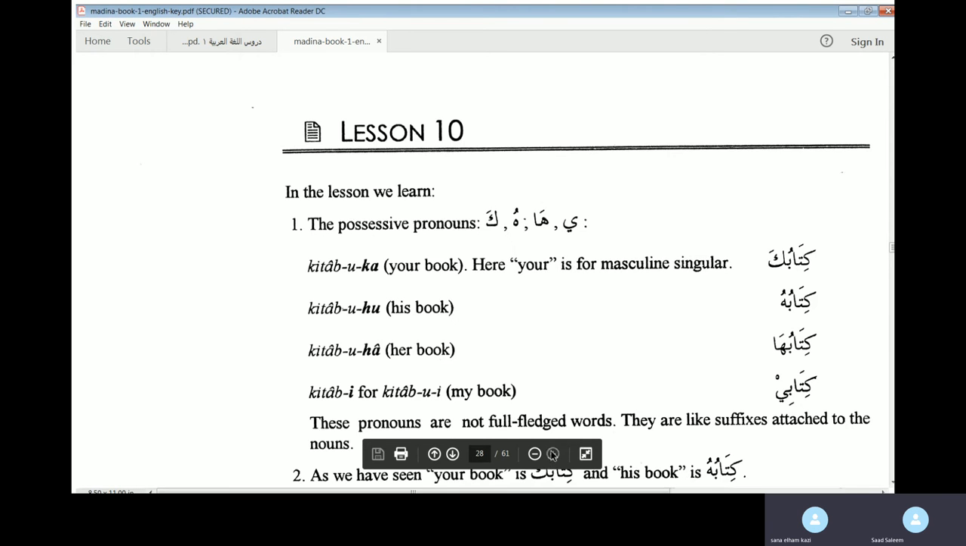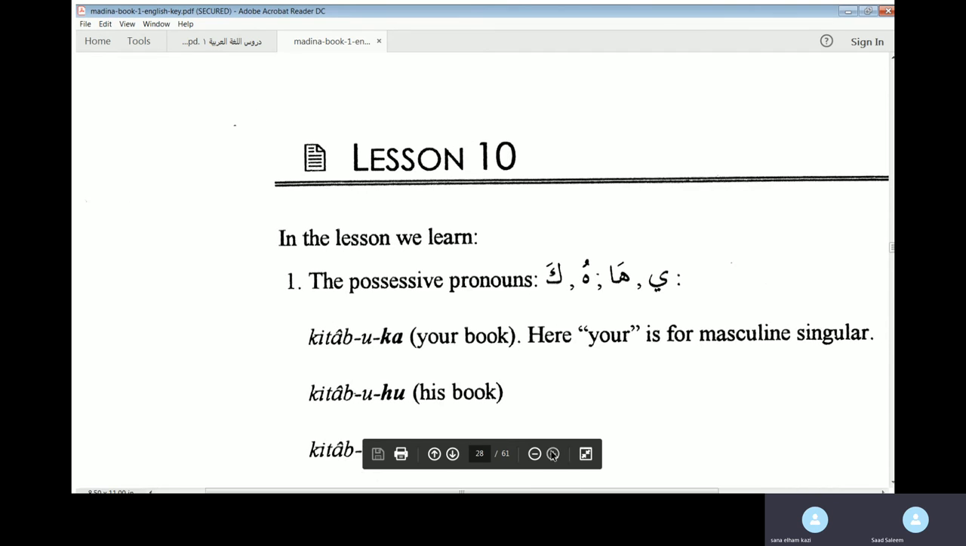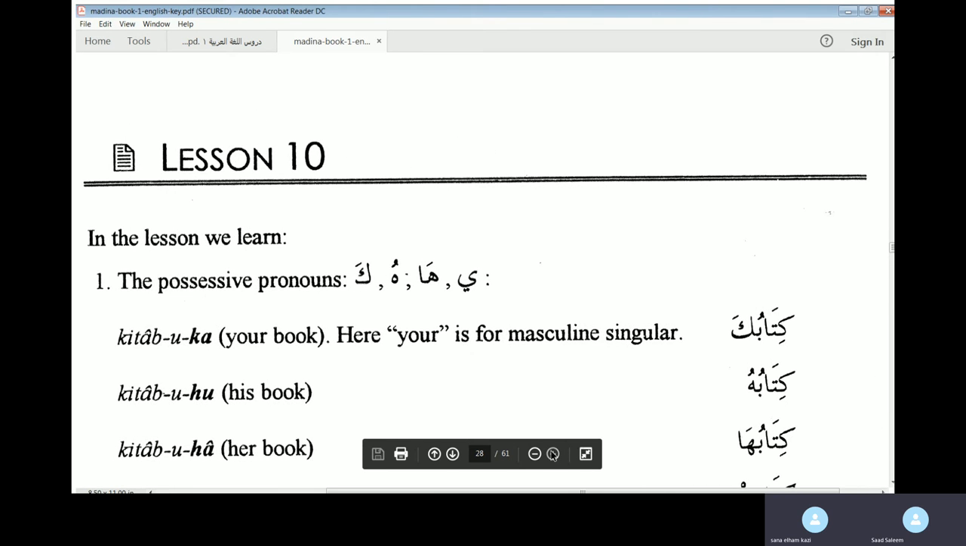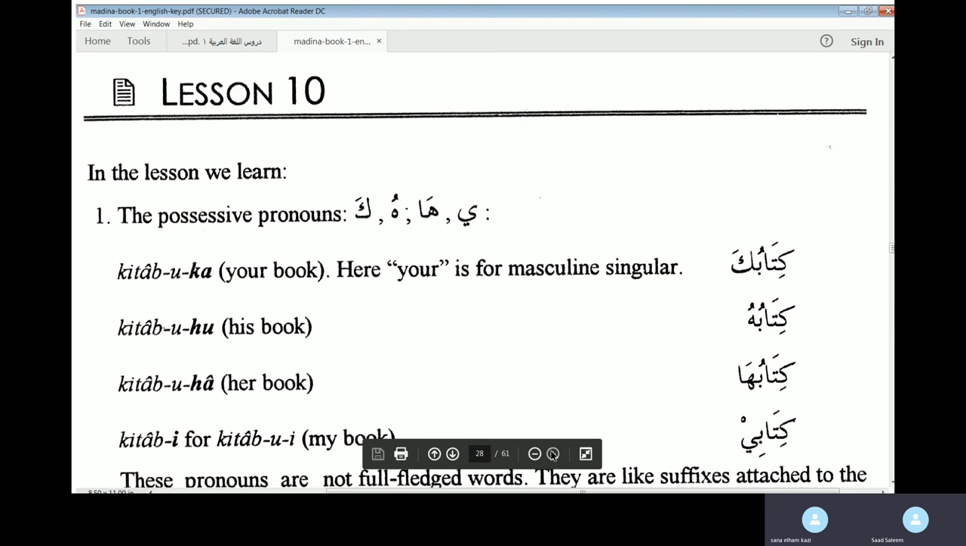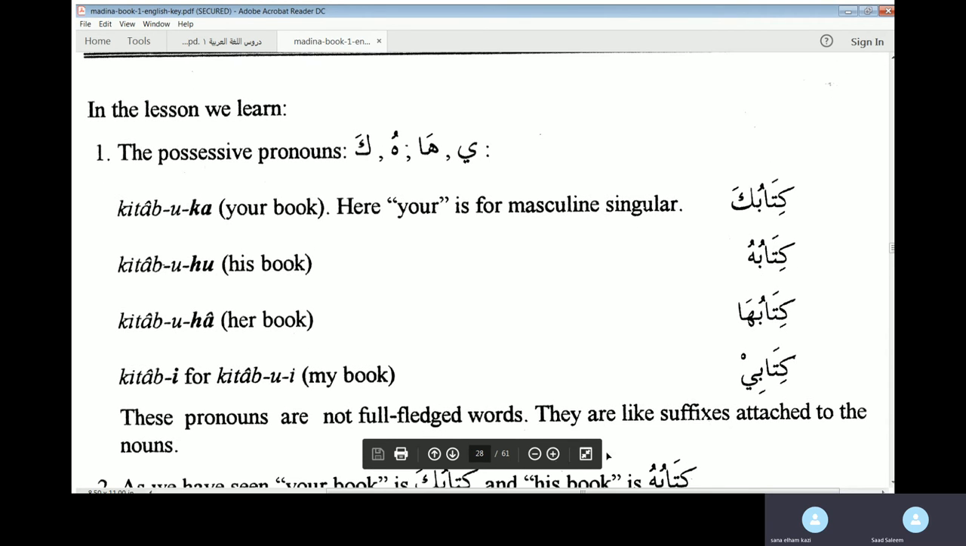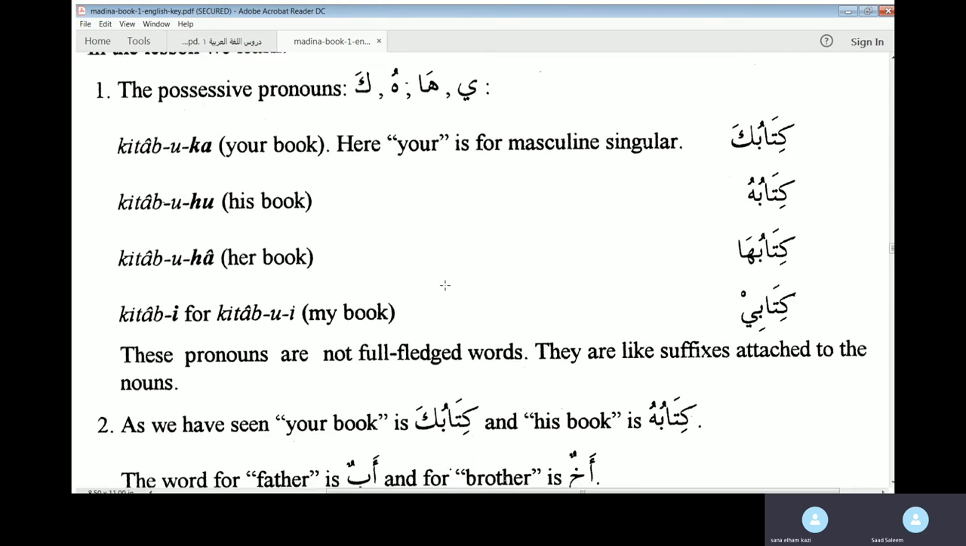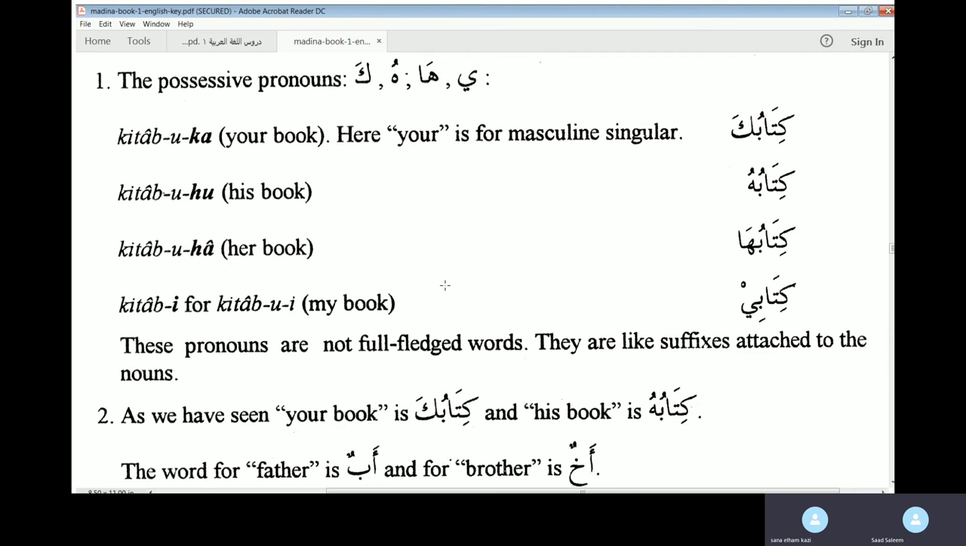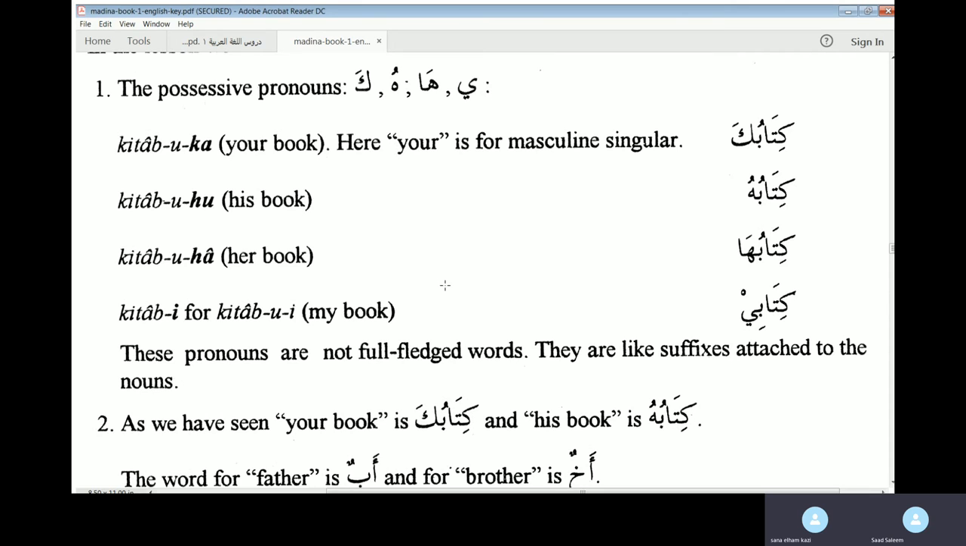In the grammar book, in this lesson, we learn the possessive pronouns: ya, ha, hu, and ka. Ya has a kasra. Kitabuka, here ka is for masculine singular: your book. Kitabu is book. Kitabuha, her book. Kitabi, for kitab, my book.